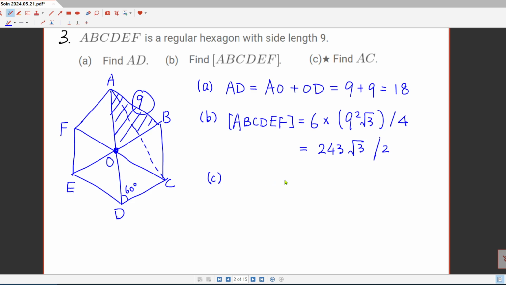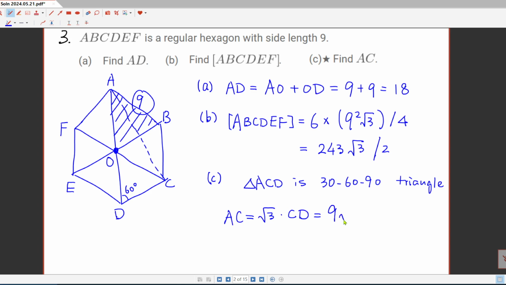And therefore, triangle ACD is actually a right triangle, right? Just a 30, 60, 90 triangle. And therefore, we know AC should equal square root 3 times the length of CD, which is 9 square root 3, right? Okay, have a look at the solution here. Let me know if you have any questions, okay?